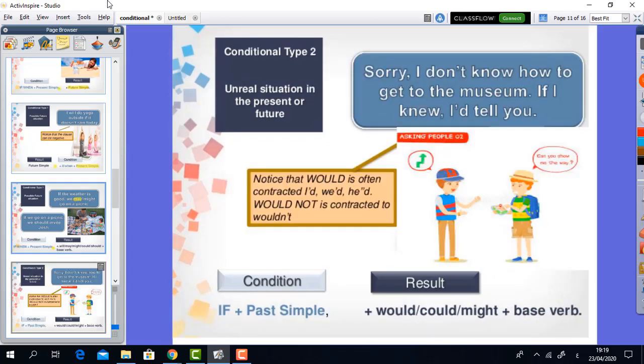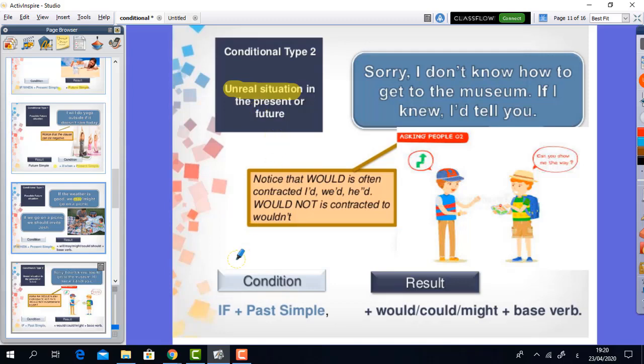And now let's go to conditional type 2. Type 2 is used for unreal situations which are practically impossible in the present or future time. We are not talking about the past time, we are talking about things that could happen in the present or in the future and not in the past.